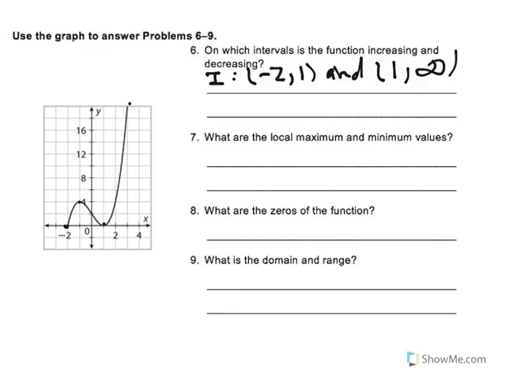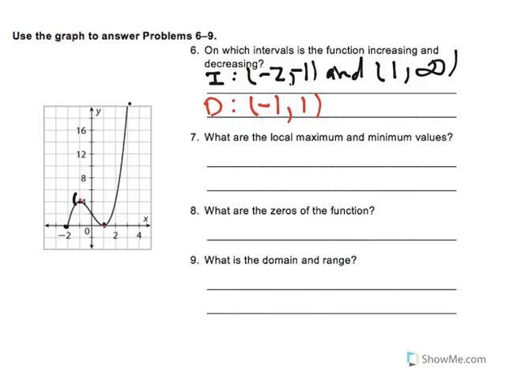And for decreasing, we see that it's decreasing from this point to this point. So we say that the graph is decreasing from -1 to 1. Oh, my mistake. This should be a -1. So let me change that to a -1. Right. And number 7. What are the local maximum and local minimum values?